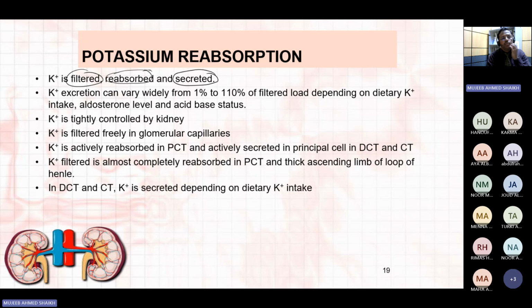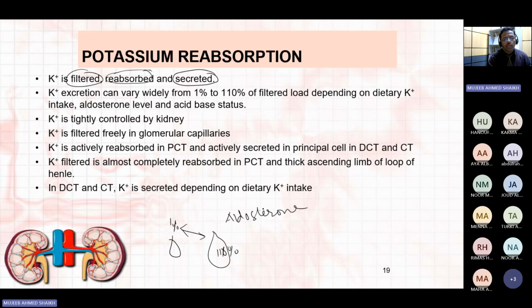Before I show you, let us discuss the other thing. Excretion can vary. Sometimes potassium will be only 1% present in the urine. Sometimes it may be present around 110%. So a wide range. Sometimes it is excreted in a very little quantity, sometimes in a large quantity, depending upon how much potassium is present and what is the level of aldosterone.